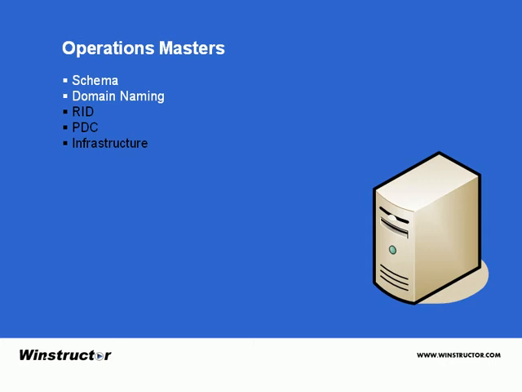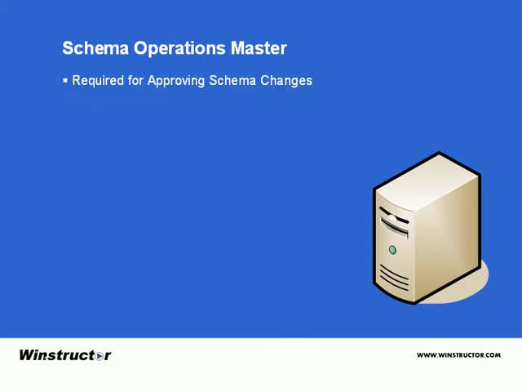Okay, so let's go and take a look at each of these in order. The first role we have is the Schema role. The Active Directory schema refers to the structure of the Active Directory database. In other words, what fields are contained inside the Active Directory database. Now there's only one server that holds the Schema Operations Master role in your entire forest. So even if you have multiple domains, the server that holds the Schema role will be required when schema changes are needed.